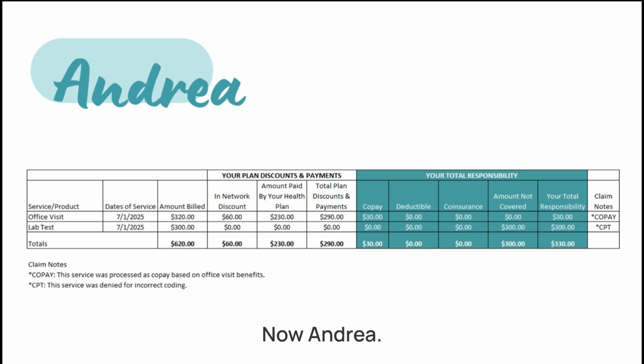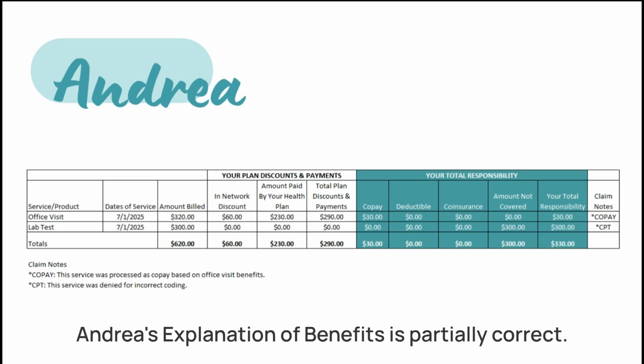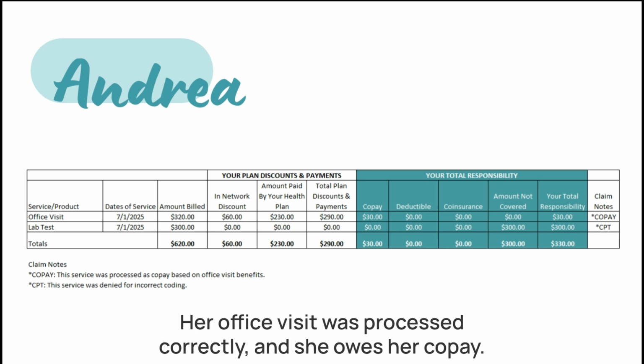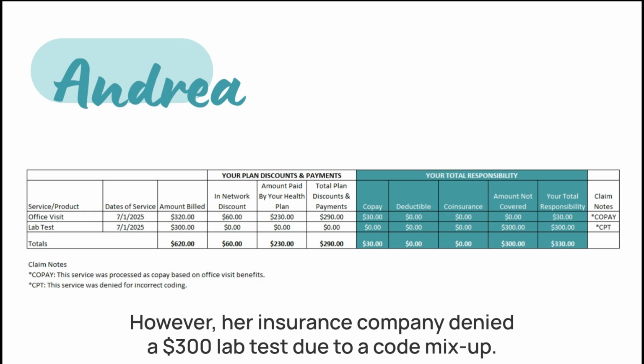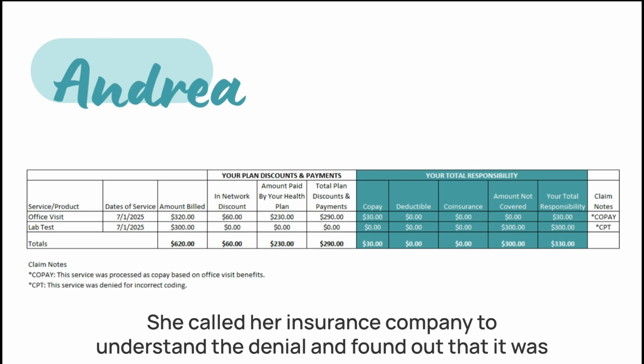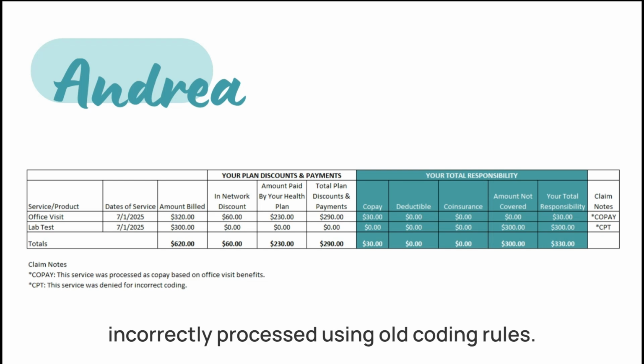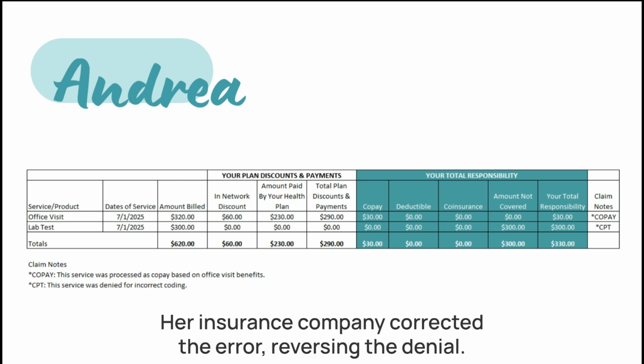Now, Andrea. Andrea's explanation of benefits is partially correct. Her office visit was processed correctly and she owes her copay. However, her insurance company denied a $300 lab test due to a code mix-up. She called her insurance company to understand the denial and found out that it was incorrectly processed using old coding rules. Her insurance company corrected the error, reversing the denial.